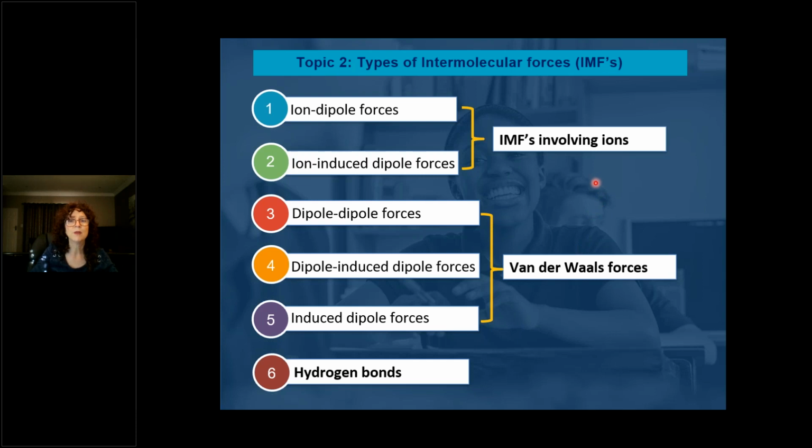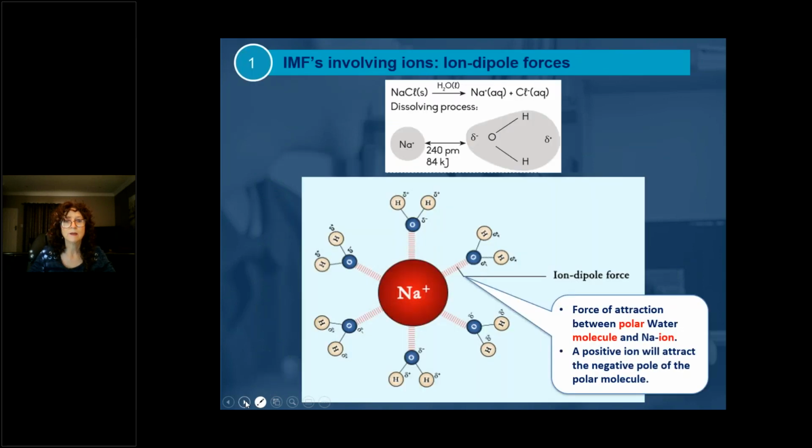More about that. Okay, so we are talking about ion-dipole, ion-induced dipole, dipole-dipole, dipole-induced dipole, and hydrogen bonds. Now, the first two are intermolecular forces involving ions because of the ions in them, and then van der Waals forces are the dipole-dipole, dipole-induced dipole, and we have hydrogen bonds. All right. So the first one that I want to explain is the ion-dipole force.